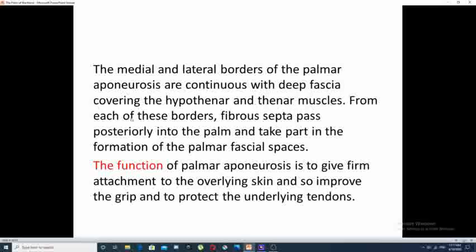From each of these borders, fibrous septa pass posteriorly into the palm and take part in the formation of palmar fascial spaces. Function of the palmar aponeurosis: it gives firm attachment to the overlying skin, improves grip of the hand and protects underlying tendons.